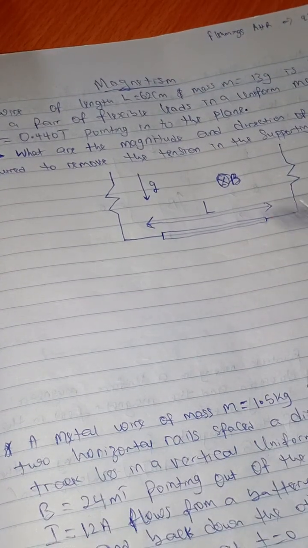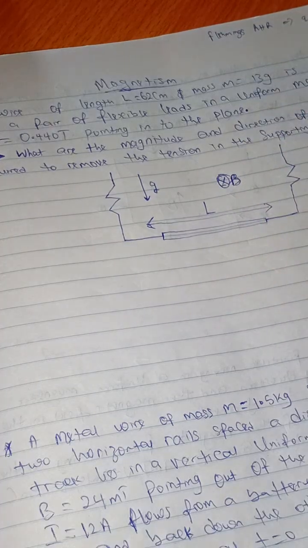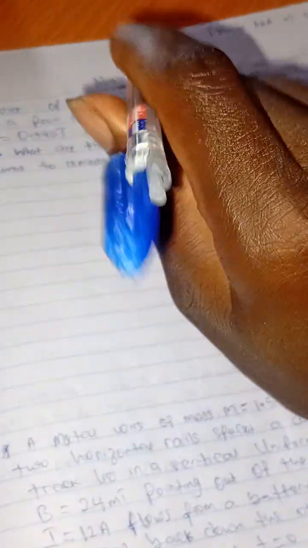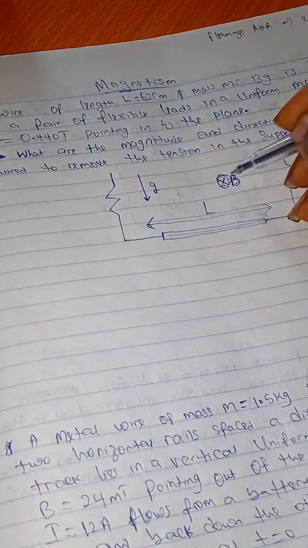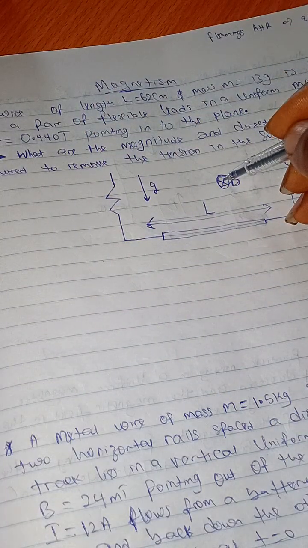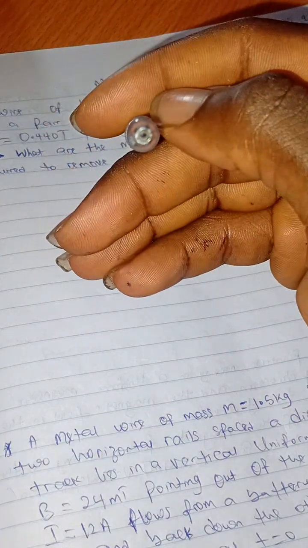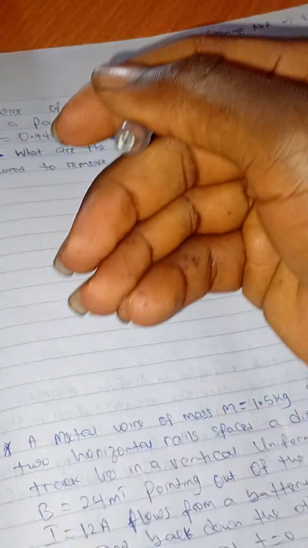So what you need to know is that whenever you see a star, that means it's going inward. Just imagine that somebody is throwing an arrow inward. You are going to see the tail of the arrow. So the star represents the tail of the arrow. Are we together? If it's coming upward, you see the tip of the arrow. So whenever you see a dot, that means it's coming outward from the page.